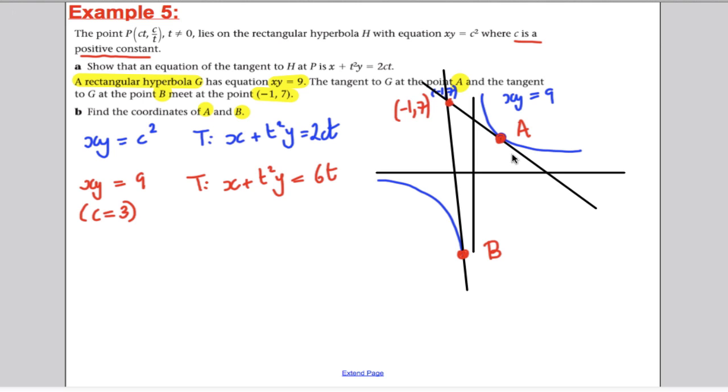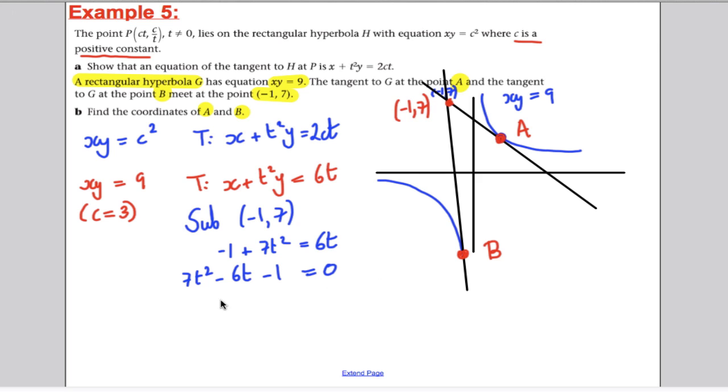Therefore, for some t, that is the equation of this tangent, and for a different t, that would be the equation of the other tangent. The one thing we know about these two tangents is they go through this point here, negative 1, 7. So you can substitute x is negative 1, y is 7 in, and that will tell us what t makes that tangent go through that point. So subbing in negative 1, 7, we get negative 1 plus 7t squared is equal to 6t. This is a quadratic, so make the right-hand side 0: 7t squared, subtract 6t, subtract 1 is 0. Trying to factorise, that gives (7t + 1)(t - 1) = 0.